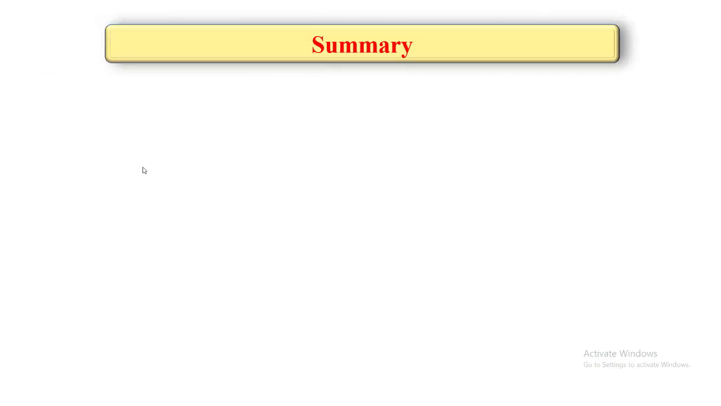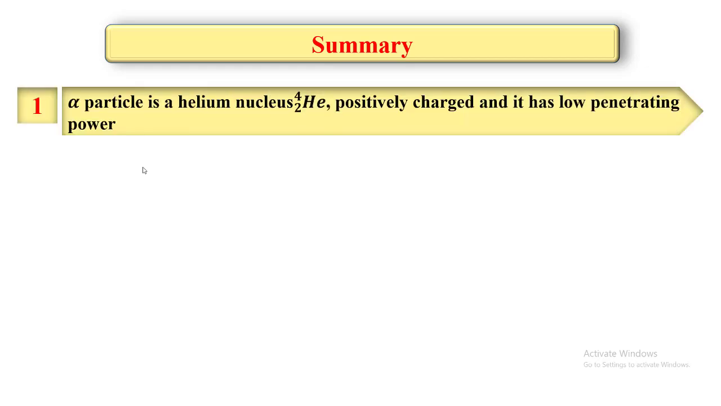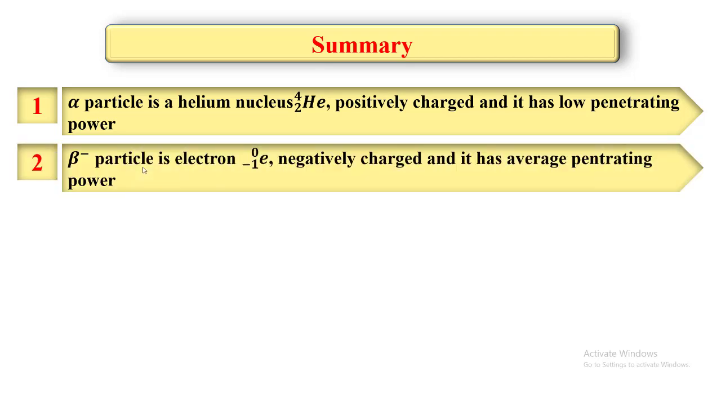In the summary of part 2, we have discussed the different types of decays. We discussed the alpha decay, and such kind of decay takes place when a helium nucleus is emitted. This particle is positively charged and it has low penetrating power. Also, we discussed the beta minus decay, which takes place when an electron is emitted. It has an average penetrating power and it is negatively charged.